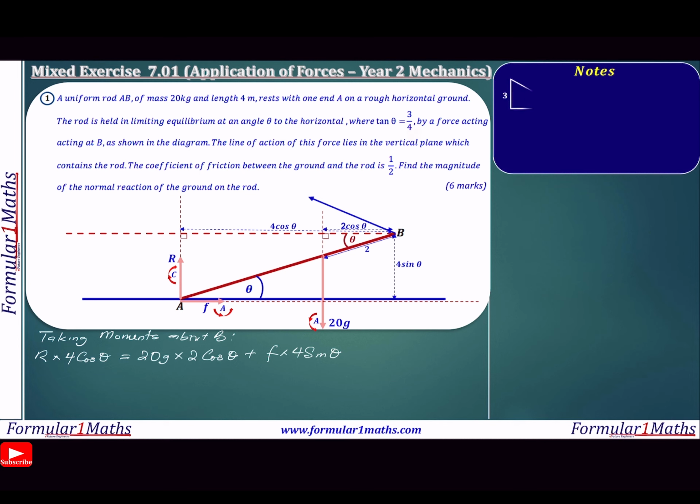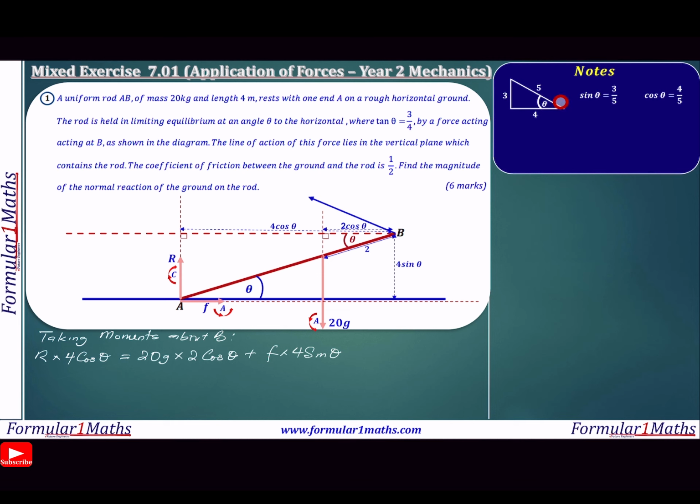So if I draw a right angle triangle and put theta over here, I can put 3 here and 4 over there using SOHCAHTOA, and that means I can use Pythagoras theorem to calculate the length of the hypotenuse, which will be 5. So I can use this triangle to write down the exact values of sine theta and cos theta. And sine theta will be 3 over 5 and cos theta will be 4 over 5.